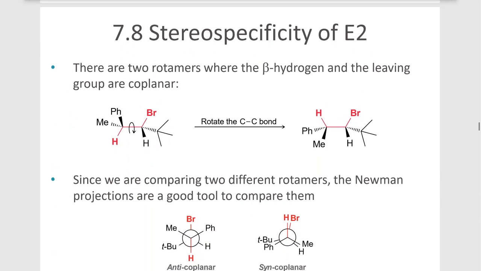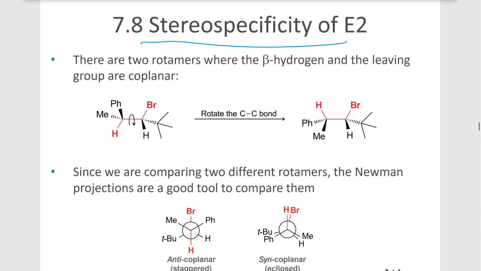So if we only have one hydrogen, then in order to predict the correct product that's formed, this stereospecific product, we need to rotate the molecule so that the hydrogen and leaving group are in the same plane and so that they are anti to each other. Okay, so they can't be syn to each other. This would be considered syn-coplanar.